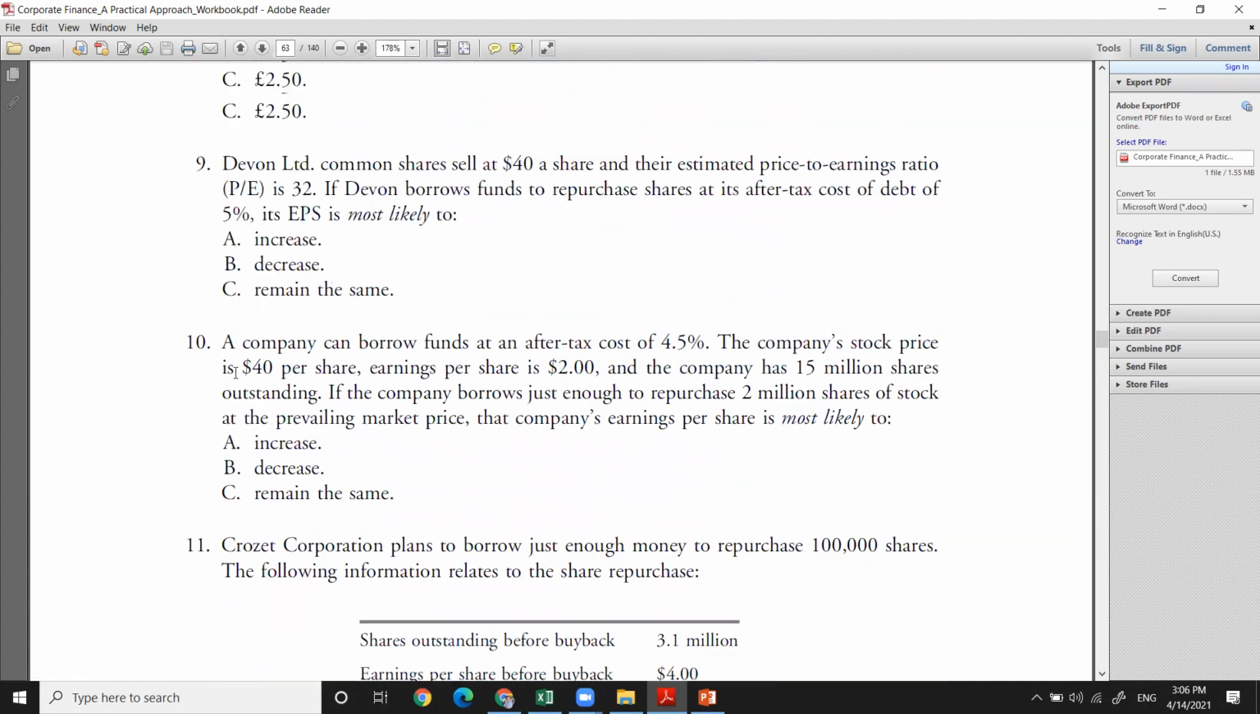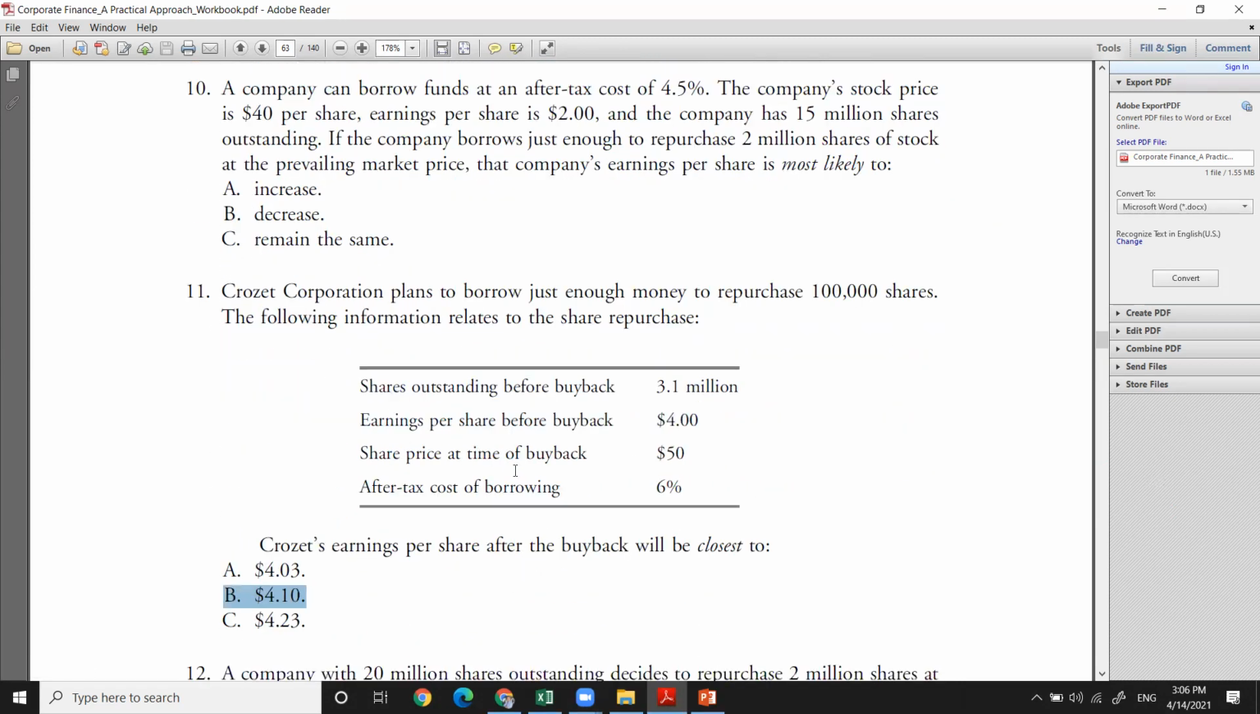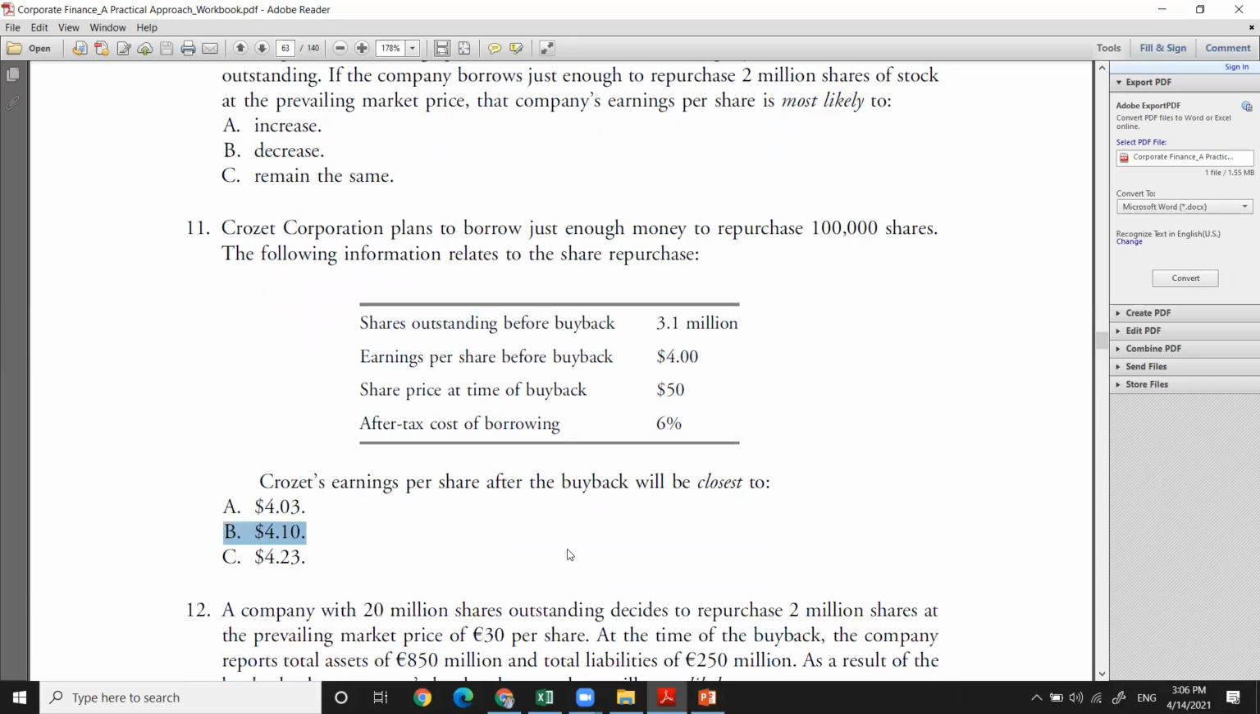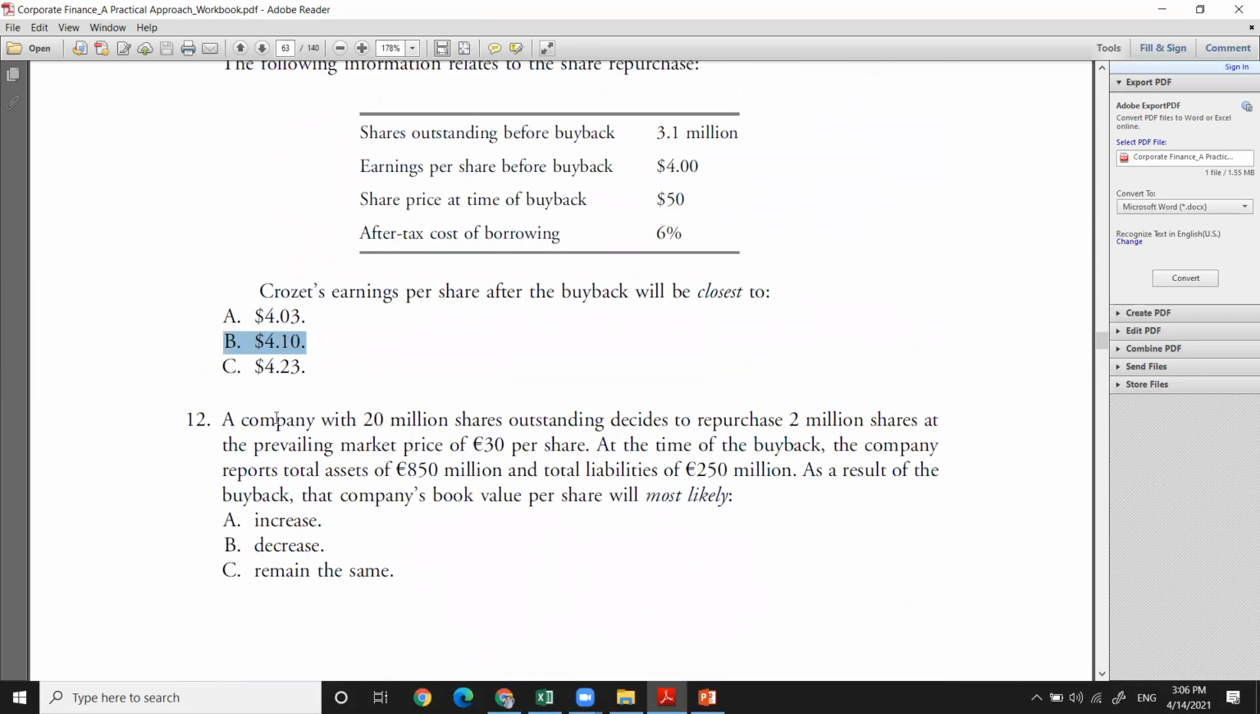And in order to estimate, we need to perform the whole calculation, right? Yeah, the whole way of calculation that we did so far. Like net income, then finding the EPS and so on. So answer A, right? 4.03.